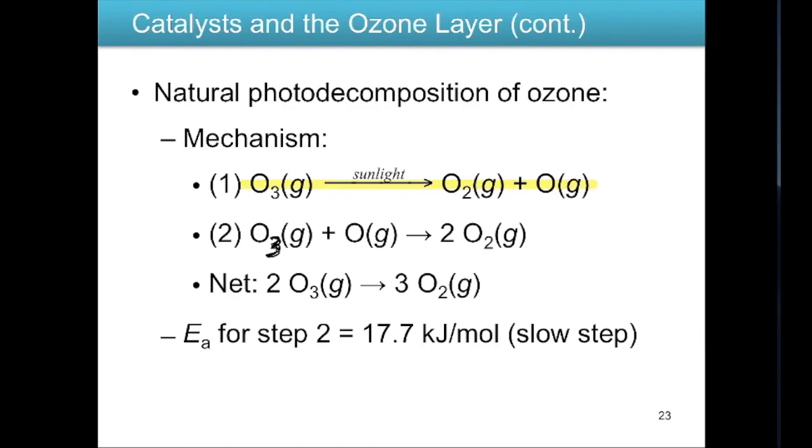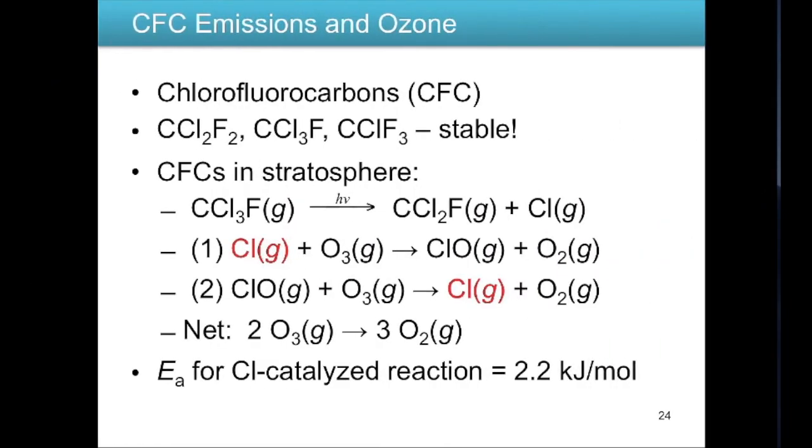So another ozone can react with that oxygen atom from the previous step to produce a couple of oxygen molecules. So the net reaction is 2 ozones produces 3 oxygens, and the energy required for that to happen, or the activation energy, is 17.7 kilojoules per mole. Again, that is the activation energy of the slow step. Okay, now CFCs, or chlorofluorocarbons, act as a catalyst in the decomposition of ozone.